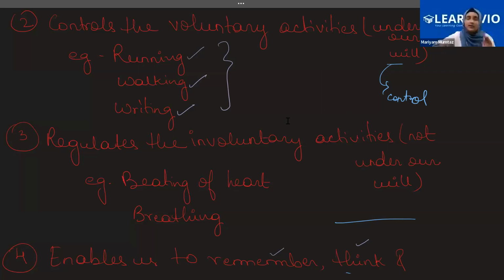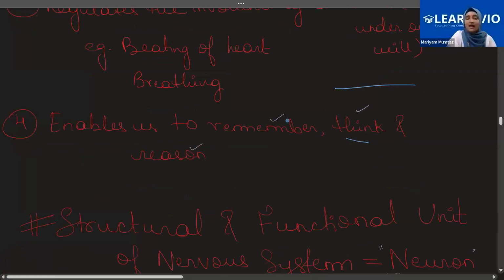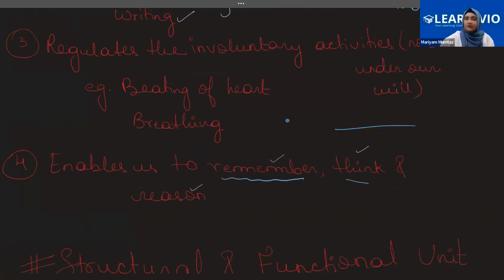Now, apart from that, the nervous system enables us to remember. We have a memory because of the nervous system. We can think and act accordingly. That is also because of the nervous system. And then we can reason. We can differentiate right from wrong, truth from false, and everything, because we have our nervous system, because we have our brain. So these are the four functions of the nervous system.